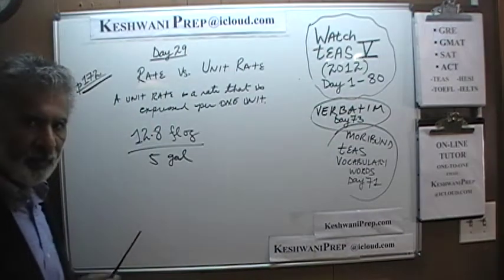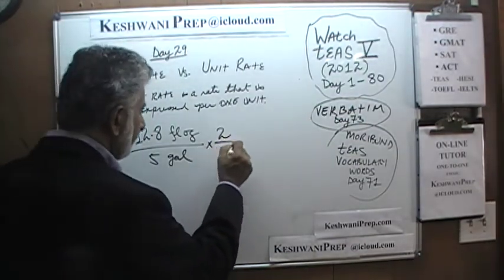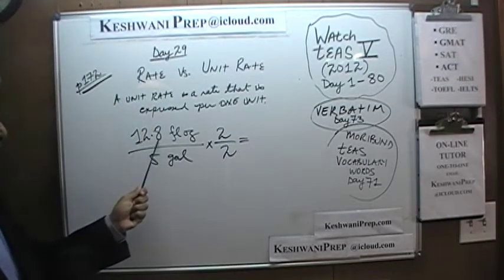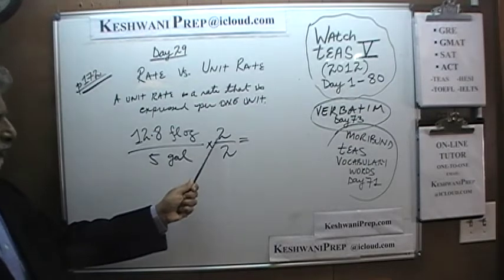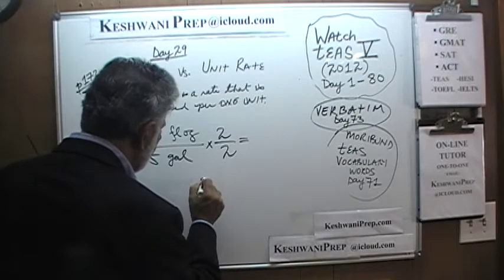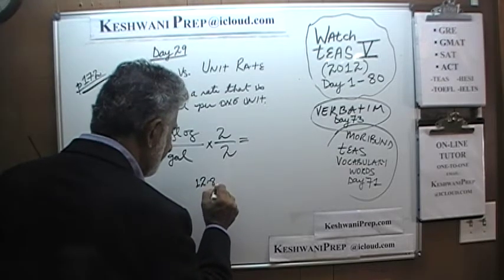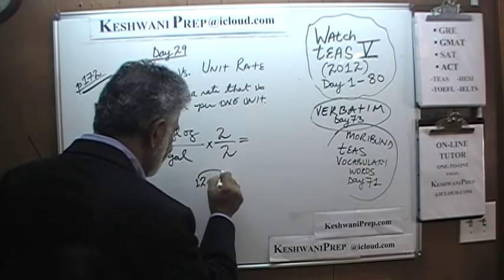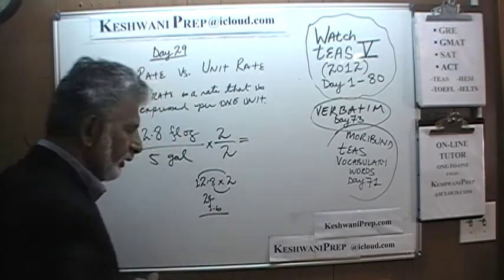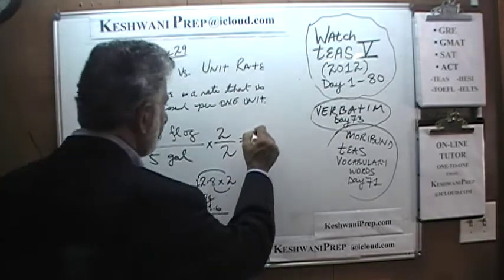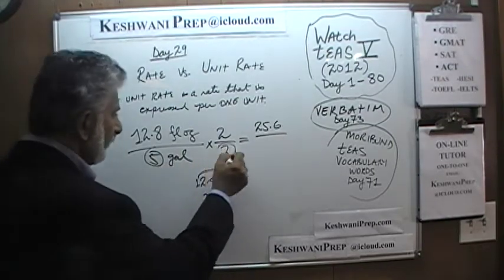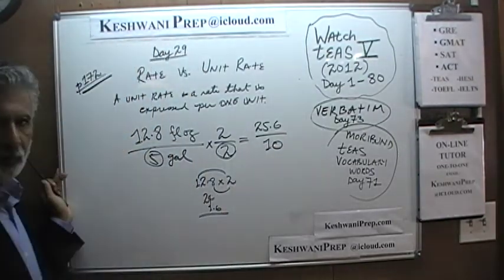We're going to convert the 5 into a 10 by multiplying top and bottom by 2. Now, 12.8 times 2. 2 times 12 is 24, and 2 times 0.8 is 1.6. So it's going to be 25.6 over 5 times 2, which is 10. Well, there you go. Now we're done.